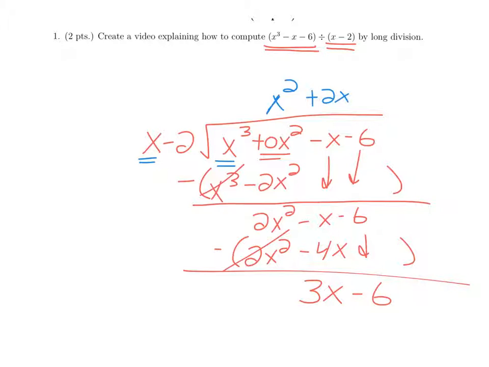So we keep on continuing this pattern until the degree of our remainder is less than the degree of our divisor. So we have to take it one more step. We're going to have to figure out x times what is 3x, and that's just 3. So this would be plus 3.